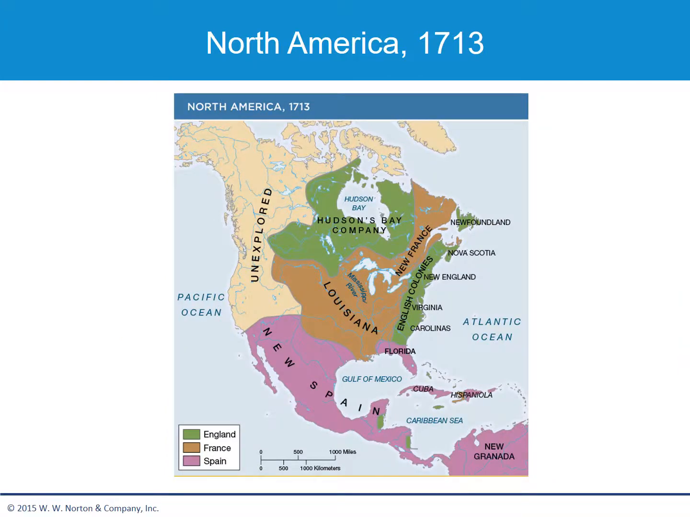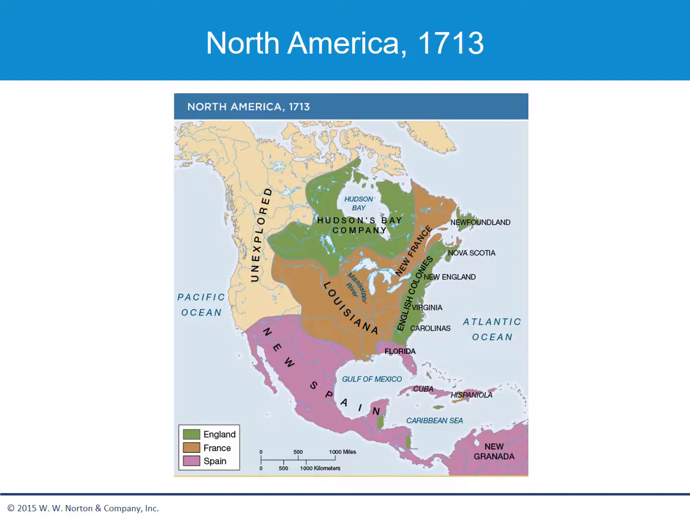This map shows us what North America looked like before the French and Indian War, at the conclusion of Queen Anne's War in 1713. You can see the green areas; those are the areas that belong to England, or at least that England claimed. You have the 13 English colonies there along the Atlantic seaboard, but you also have that area along the Hudson Bay. The brownish color areas are the French colonies.